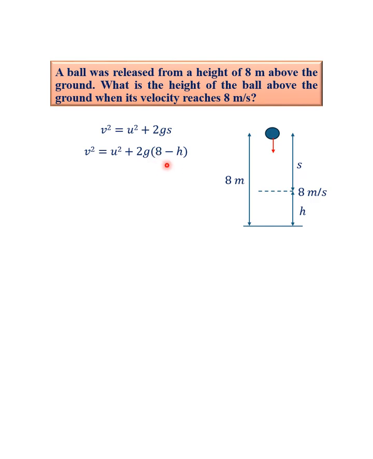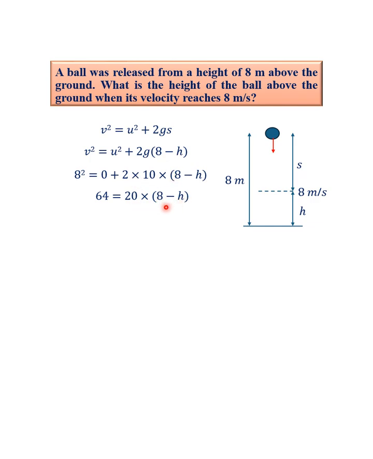You will agree with me that before the ball was released, it was in a state of rest. So its initial speed is 0, which means u will be 0. While v will be 8, the final speed at a distance of s. So we have 8 squared for the final speed equals u, because the initial speed is 0 at rest, plus 2 times 10, g is 10, acceleration due to gravity, times 8 minus h. 2 times 10 is 20, so we have that 8 squared, 64, equals 20 times 8 minus h.